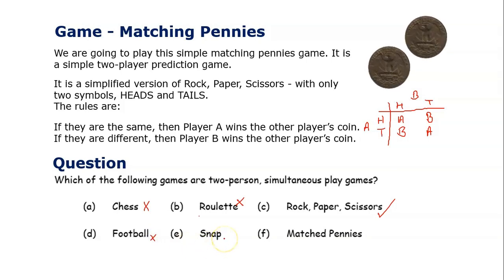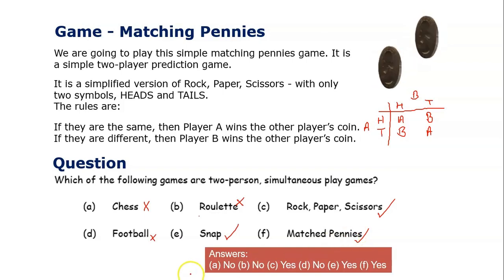Snap, it's definitely simultaneous play. Is it two-player? Well, it can be. I think this might be regarded as a two-player simultaneous play game if there's only 2 players, of course. If there's 15 players, I suppose it makes it more complicated. And we've already talked about matching pennies. I think this one is as well. What did I put down as my answers? No, yes, no, yes. So I'm pleased about that because at least in the snap they agreed that that was a 2-player simultaneous play game.